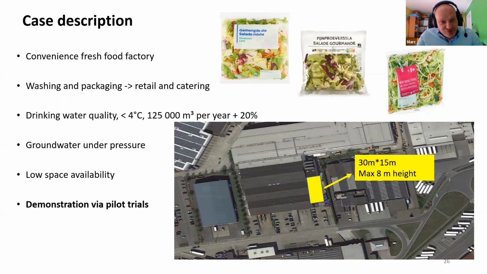As you see on the picture, the location is full of warehouses and production facilities, and there is poor space availability for a plant. So this means that we have to work very compact. And therefore, they chose the CREAGRAM application, but they first wanted to demonstrate the case via pilot trials. And that's where Water Test Network came in.